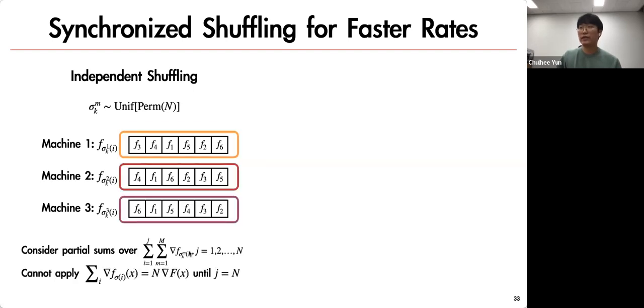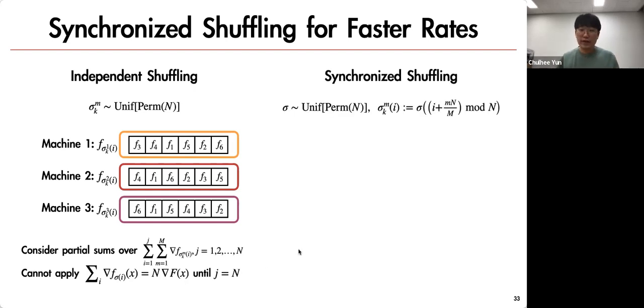However, you can notice that because these individual shufflings are all independent of each other, we cannot apply the permutation identity in the middle of an epoch. We have to wait until the end of the epoch to be able to apply it. So to allow ourselves to apply this identity multiple times during a single epoch, we devised this synchronized shuffling trick.